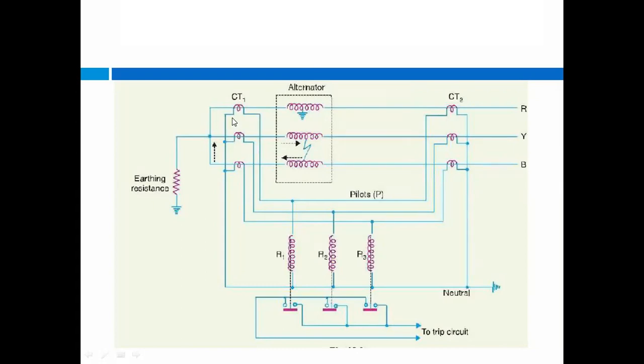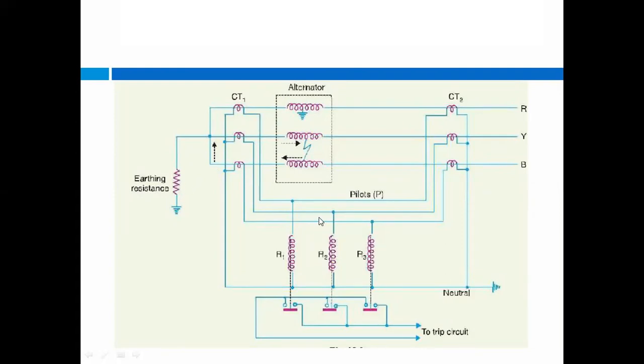Okay, it is connected in star here, and we are connecting all the phases to ground through this earthing resistance.